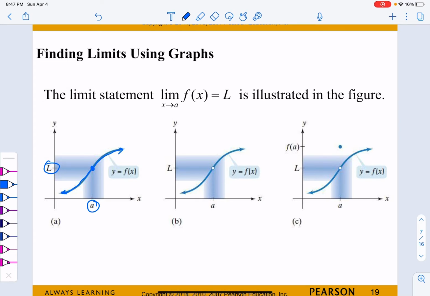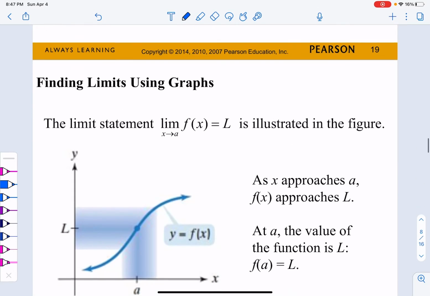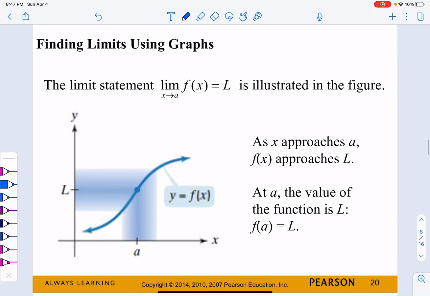The next one, you see that function, but then we have a hole in the function. And the third one, we have that function with the hole in the function, but they give us this extra little piece that's happening up here. So we're going to look at each of these 3 graphs individually. The first graph says when we have the limit as x approaches a of f of x equal to L, as x approaches a, f of x approaches L. At a, the value of the function is that limit. It is that number. It's equal. It exists right there. It's shown that it's colored in.